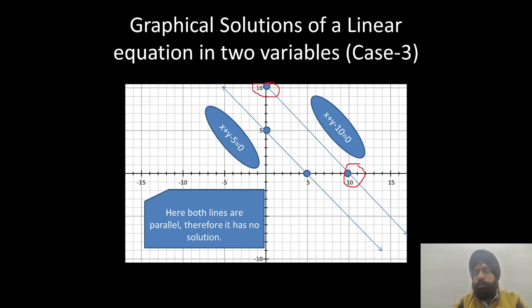See it carefully. These two lines are never going to meet each other. They are parallel lines. Therefore it has no solution, because they do not have any common point. Therefore they are not going to have any solution. I hope you all are getting my point.